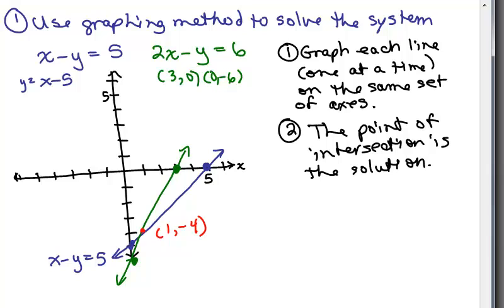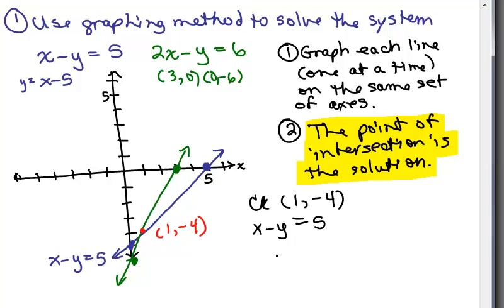All right, so that's the really important part of using the graphing method. The reason you graph it is because you need to look for the point of intersection. And then the last thing I'm going to do is check and make sure. I think it's 1, negative 4. So I'm going to first check it in x minus y equals 5 by putting in 1 for x, negative 4 for y, and does that equal 5? And it does.